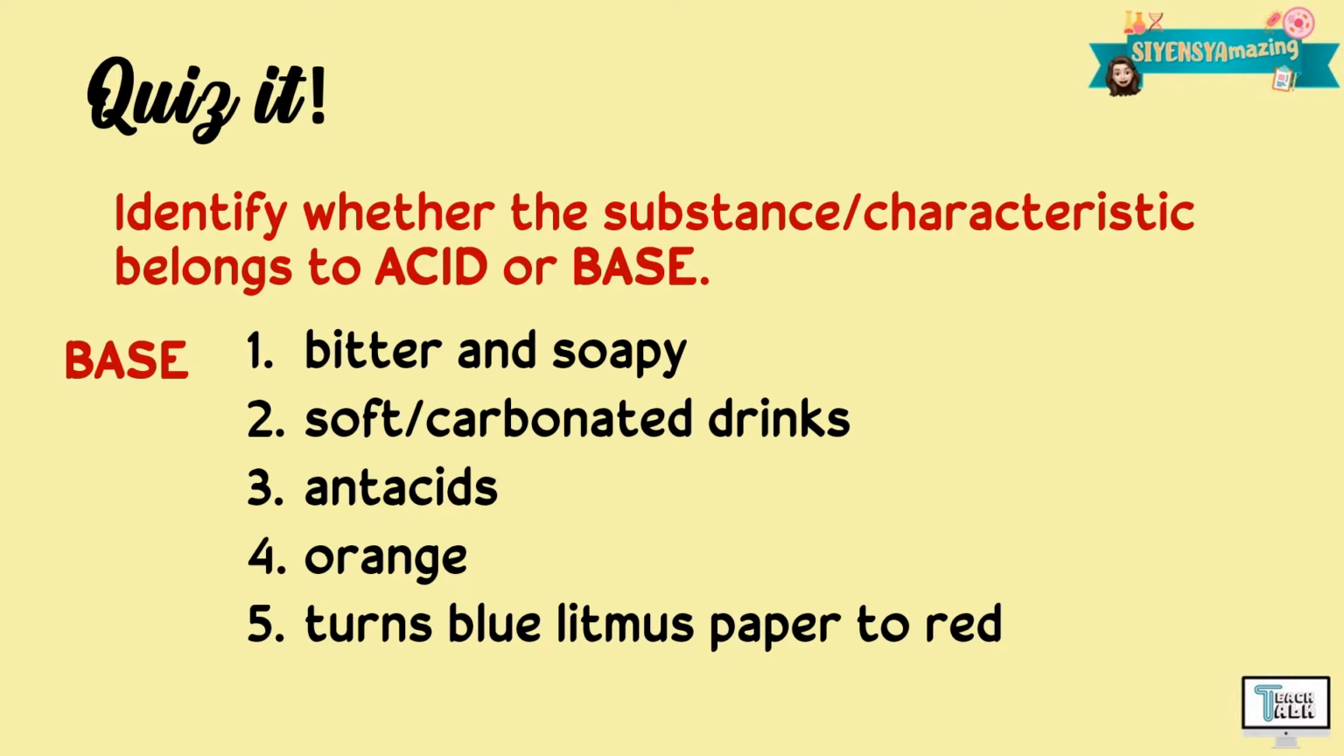Number 2. Soft or carbonated drinks just like your favorite cola. This is an acid kasi meron siyang carbonic acid. Number 3. Antacids. Antacids contain aluminum hydroxide which is a base. Number 4. Orange, which is an example of a citrus fruit which contains citric acid. This is an acid, of course. Number 5. Turns blue litmus paper to red. This is a characteristic of an acid.